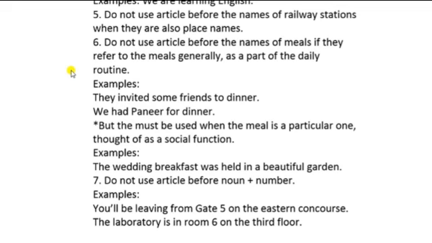A or an gives a count of 1, so we are already giving the order, no need. So you will be leaving from gate 5. We cannot say a gate 5 because of course there are 6 gates, and if I don't mention the number, I can use a. You can leave from any gate, or there is a gate through which you can leave. Those are different contexts. But when I mention a particular gate, so gate 5, you are leaving from gate 5 and the laboratory is in room 6.